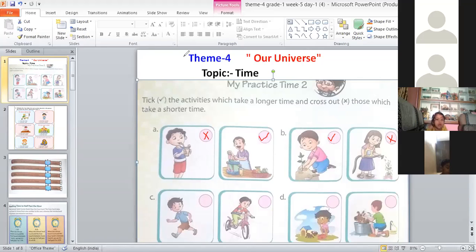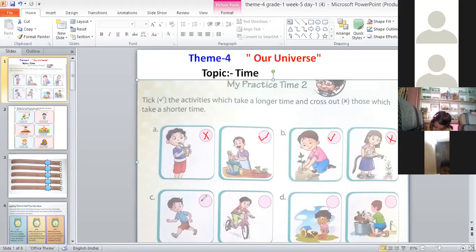Aryan, in third bit, which activity will take less time and which will take more time? Going on bike takes less time and running takes more time. Yes, it's correct. So children, if you are going by bicycle, it will take less time, and if you are running, then it will take more time.